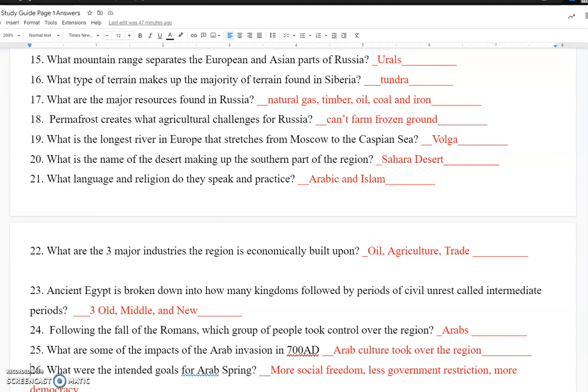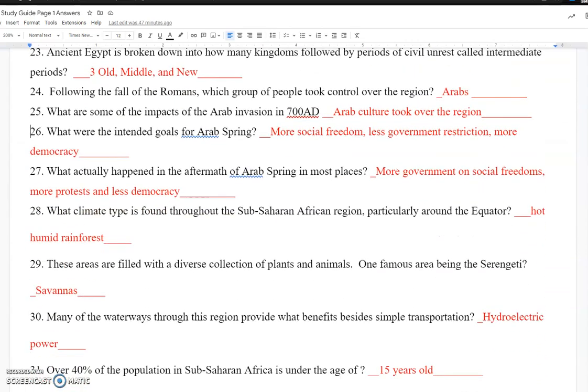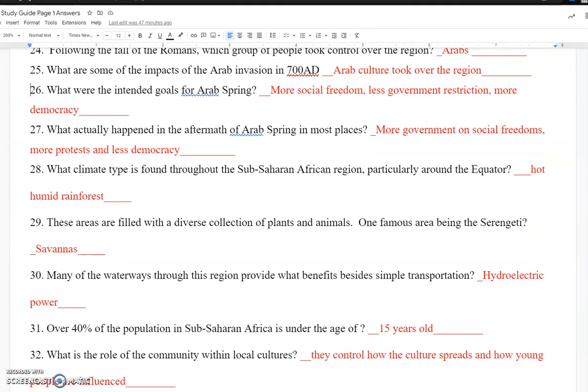25, what were some of the impacts of the Arab invasion? Well, Arab culture takes over. So it goes from having the indigenous cultures that were there, the Egyptians were there, the Roman culture was there in some places, but you had the Berbers that were also there. There were a bunch of other groups that were in between. And really, after the fall of the Roman Empire and the invasion of the Arabs in 700 AD, the Arab culture really takes over.